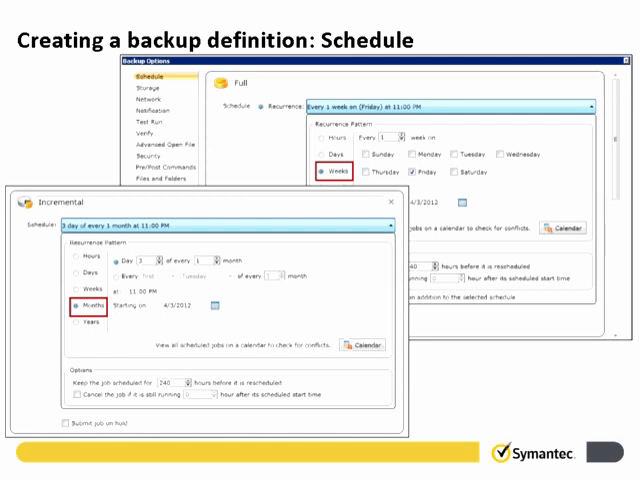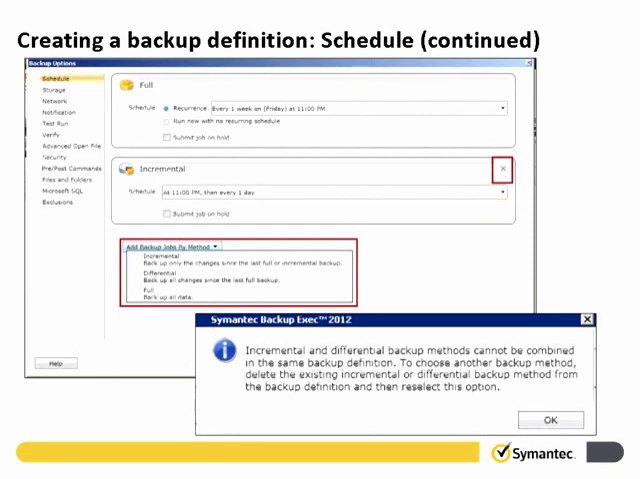You will also notice when you look at this screen that you cannot mix incremental and differential. If you already have one selected, then that's the only one that you can select for additional jobs. So that's where I can add backups by method, and it will tell you that you cannot combine incrementals and differentials, but you can delete the incremental and change it over to a differential if you choose to.